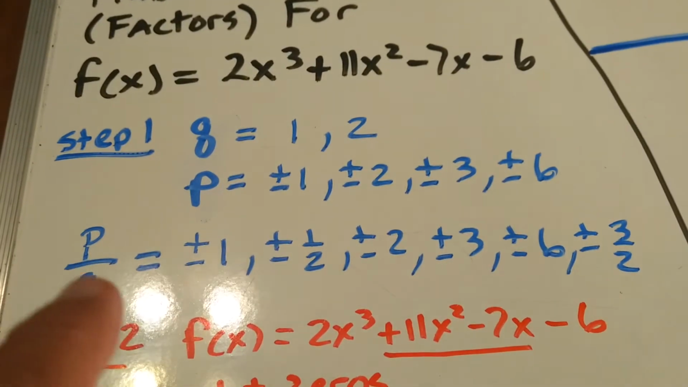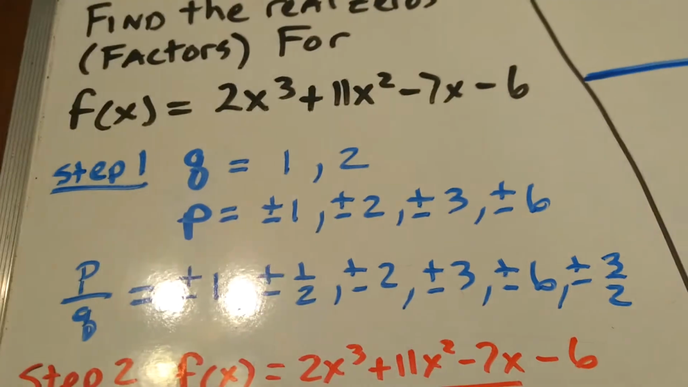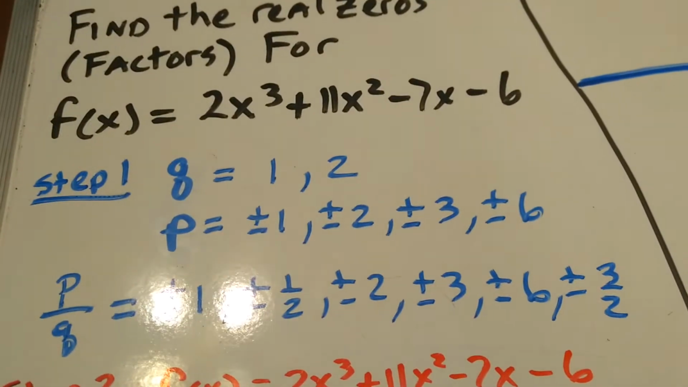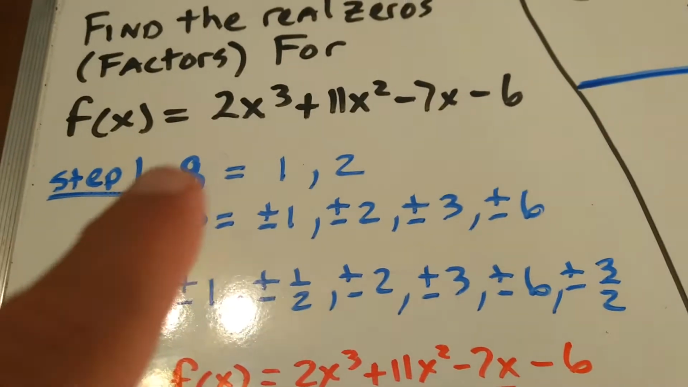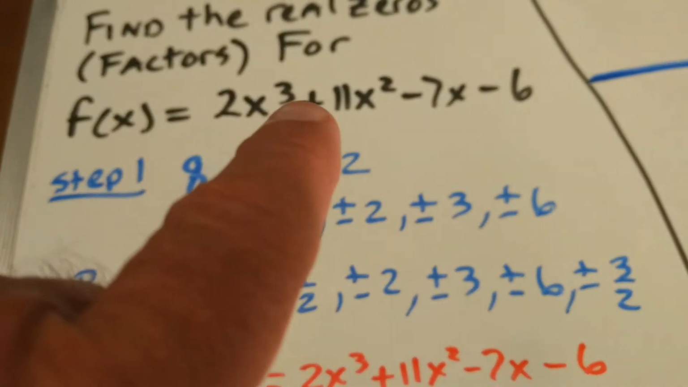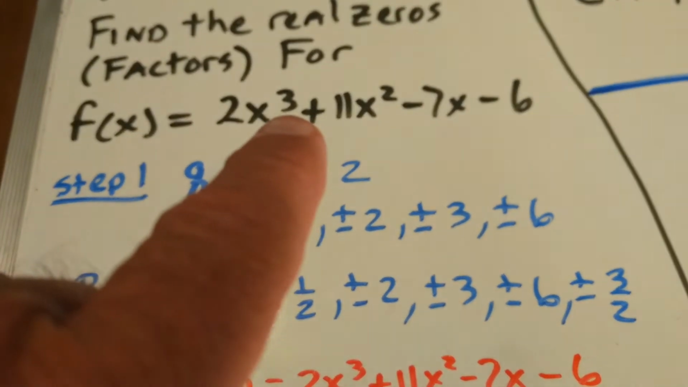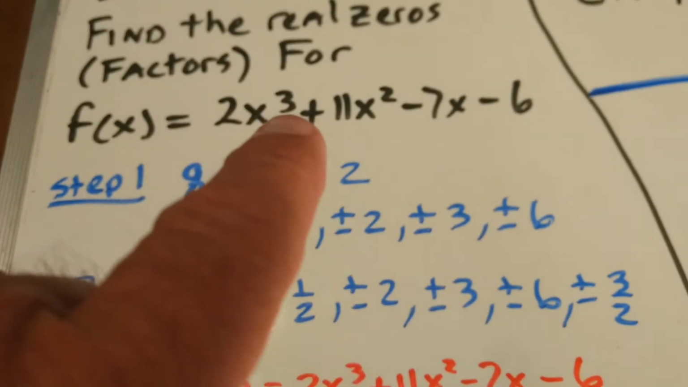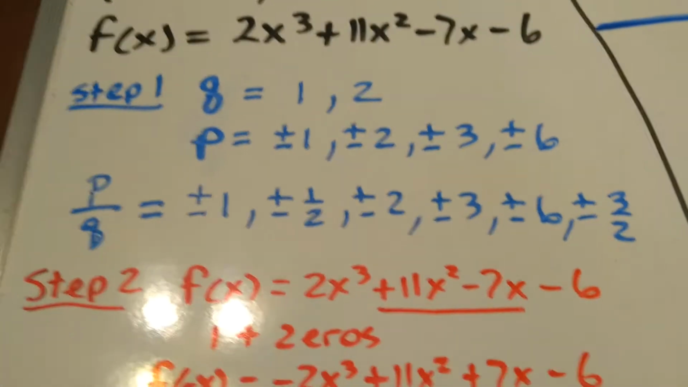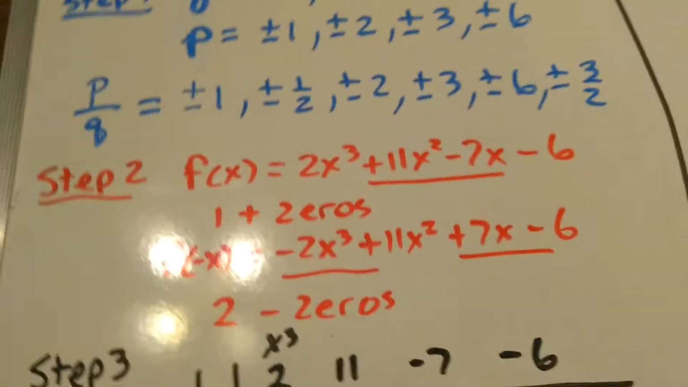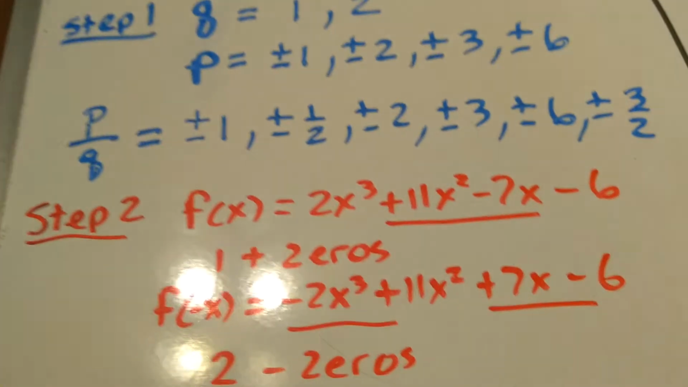So then when we put our p's over our q's, we get these possibilities. Remember, these are the possible zeros or factors that we have. Also remember that this 3, this leading exponent, tells us that there's three possible real zeros, 3 factors. The next thing we do is we use Descartes' rule to find how many positive zeros we have and how many negative zeros we have.